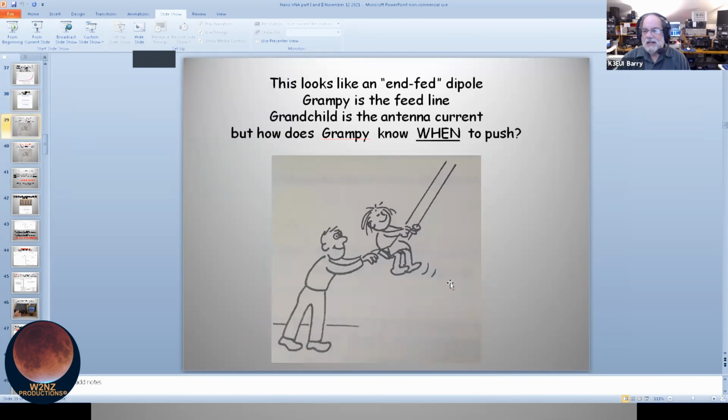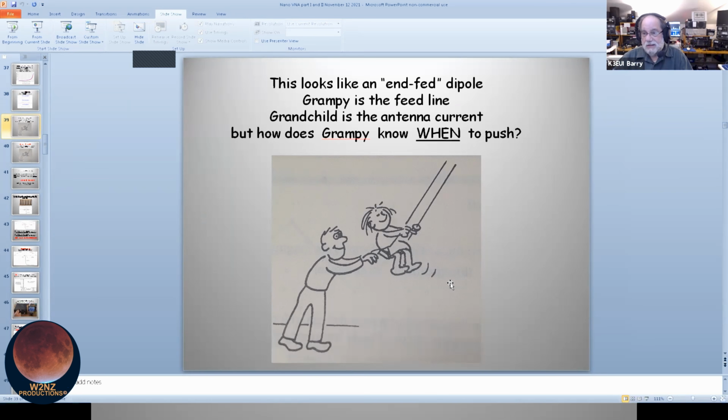So I thought, how am I going to explain this? I was a former 9th grade physics teacher, so I had to really think basic. So I thought, this is really a good analogy. I'm a Grampy, I take my grandkids to the park. They jump on the swing. Everybody knows what my job is. My job is to get my grandchild going. So doesn't this look to you like an end-fed dipole? As soon as I thought about this, I thought, oh, this is a good analogy.